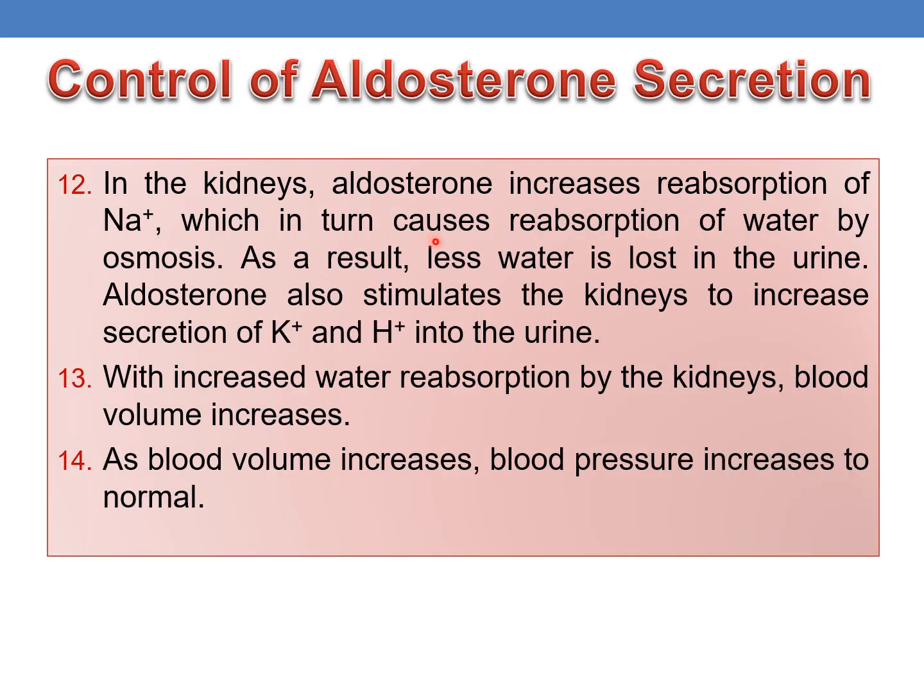And in the kidneys, the aldosterone increases the reabsorption of sodium, which in turn causes reabsorption of water by osmosis. As a result, less water is lost in the urine. Aldosterone also stimulates the kidneys to increase the secretion of potassium and hydrogen into the urine. With increased water reabsorption by the kidneys, blood volume increases. And as the blood volume increases, the blood pressure increases to normal.